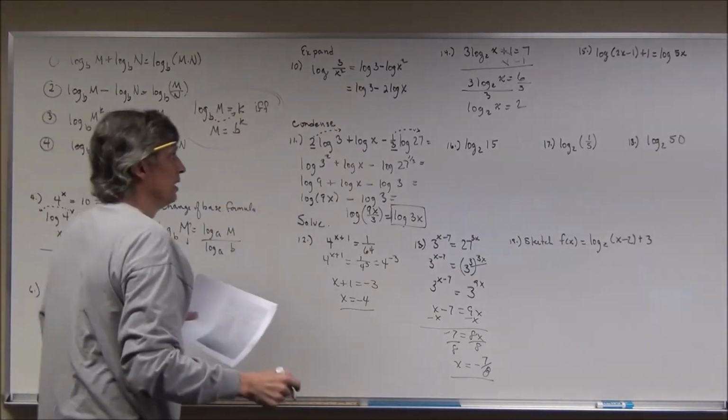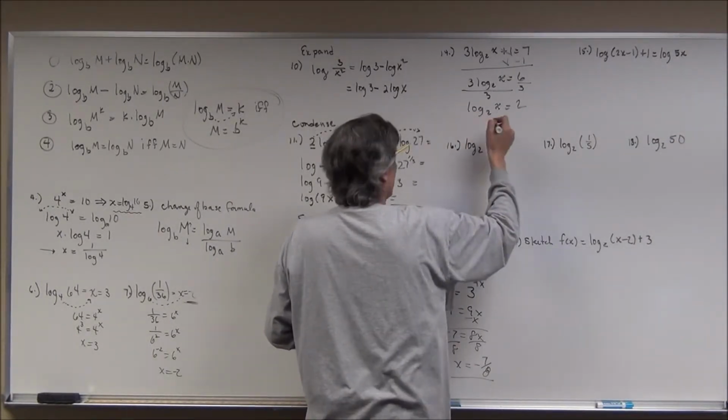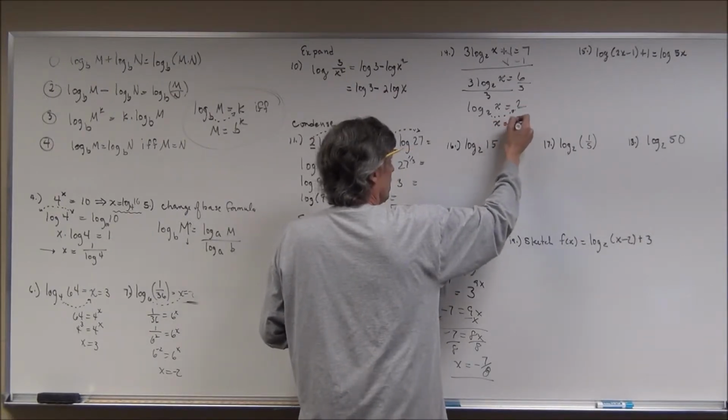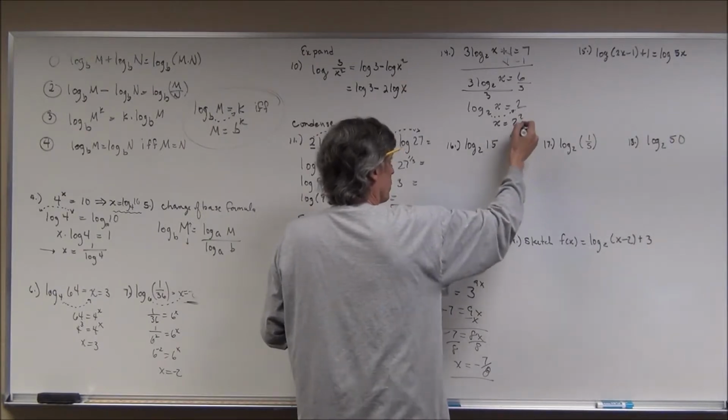It works either way. So what I have here is I'm going to change this into exponential form by bringing this base over as the base for the exponent, and I get x equals 2 squared. That's this 2 here, that's this 2 here as the exponent. Of course, 2 squared is 4.